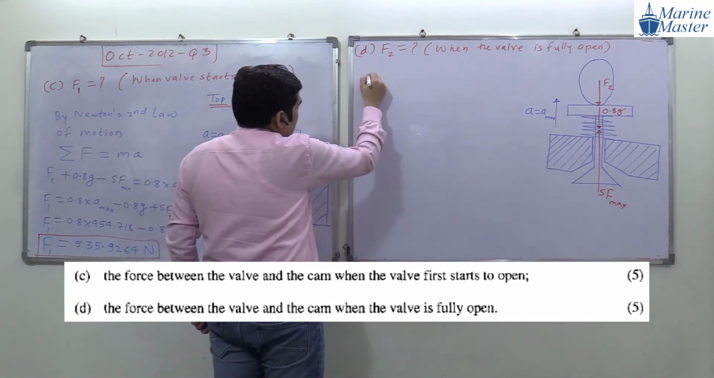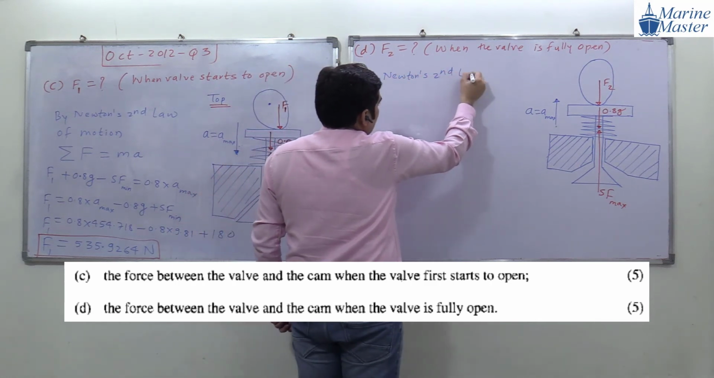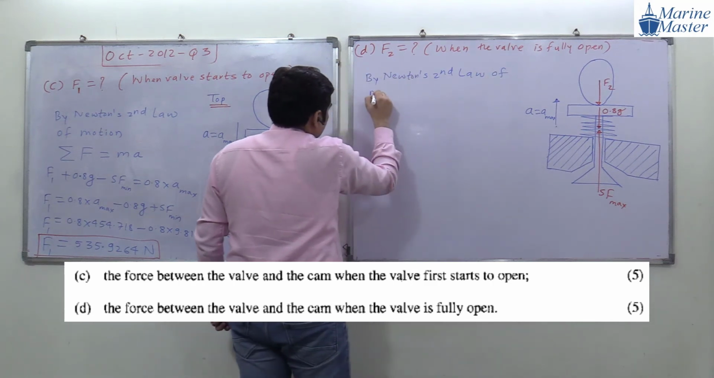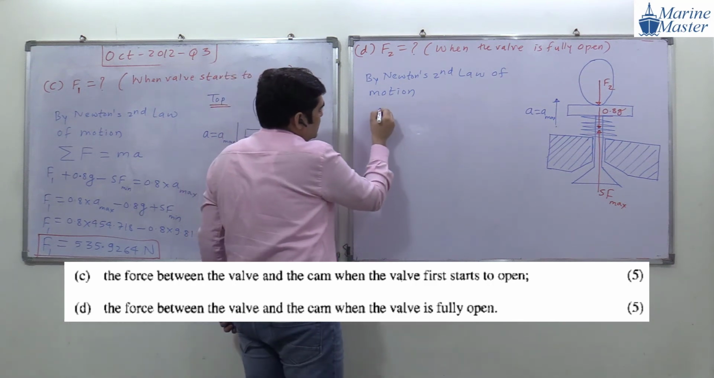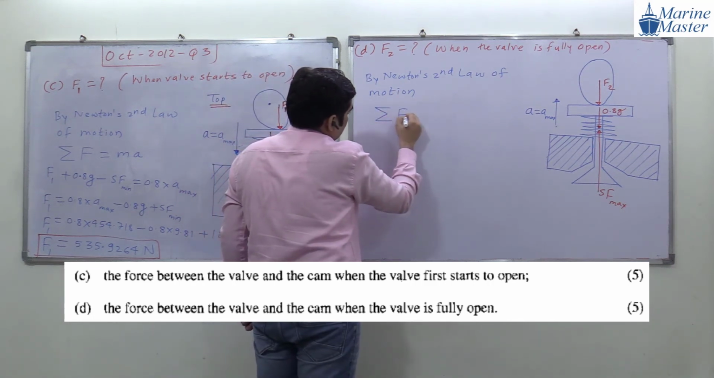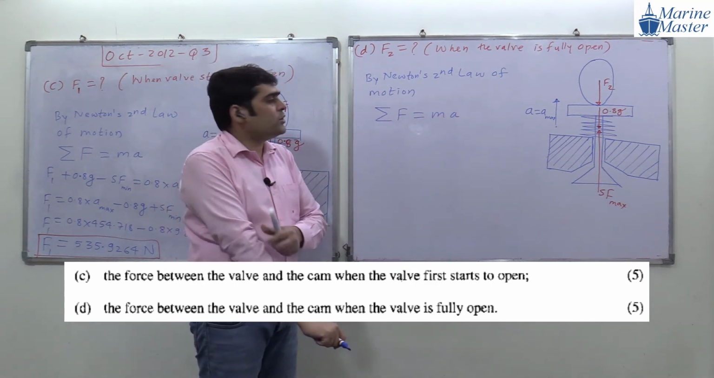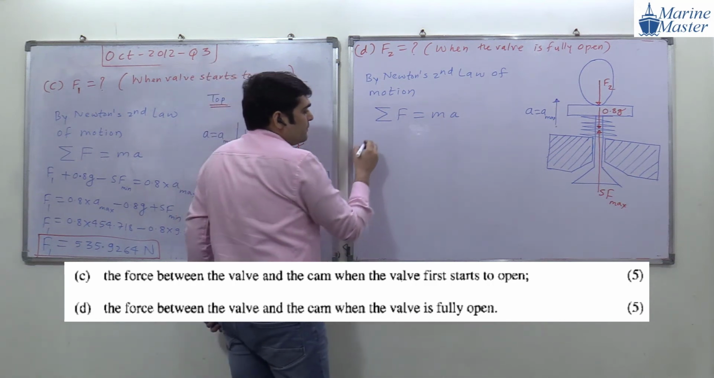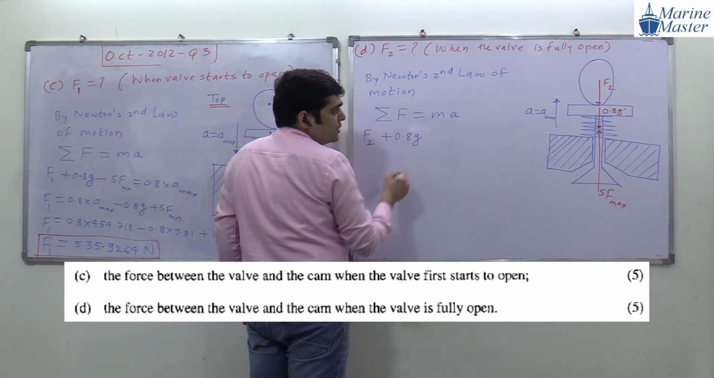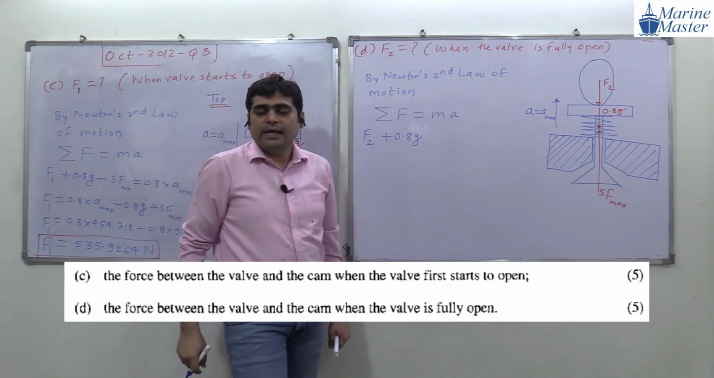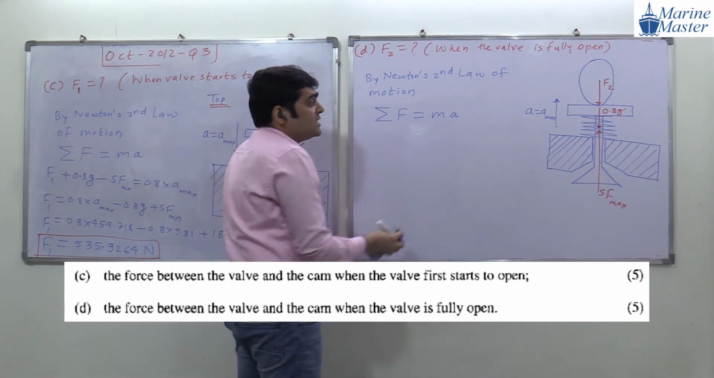Now our most favorite thing, by Newton's second law of motion. What is meant by Newton's second law of motion? Summation of forces is equal to mass into acceleration. Okay, what are the forces here? F2 plus 0.8 G. Is it correct or wrong, guys? Wrong. Okay, so forces in the direction of acceleration are considered as positive.